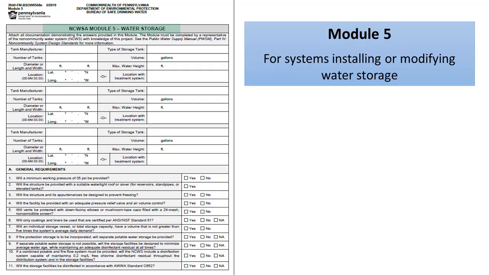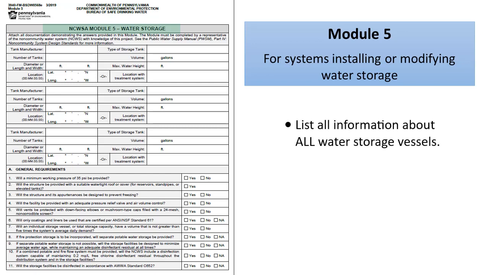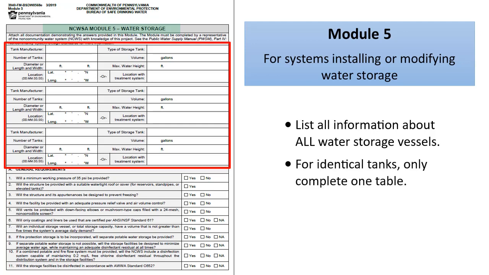Module 5 is intended for any non-community water system that is installing or modifying water storage vessels for their system. The applicant should list all information about all water storage vessels in the 3 tables at the beginning of Module 5. If the tanks are identical, only one of the 3 tables should be completed, and the number of identical tanks can be noted in the table. If the system has more than 3 non-identical tanks, print and attach an extra copy of this module with only the top portion filled out for any other tanks.